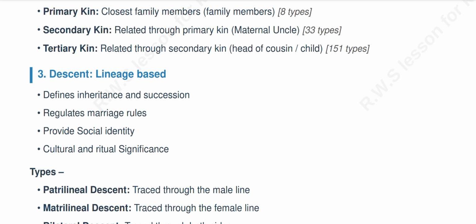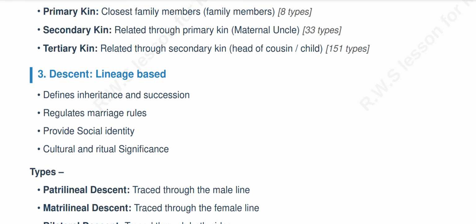Defines inheritance and succession. So obviously, it gives you property rights, responsibilities that you have, and everything that you're going to get from your family. Now next comes regulates marriage rules. Obviously, in different societies, we have different marriage rules. And comes provide social identity.